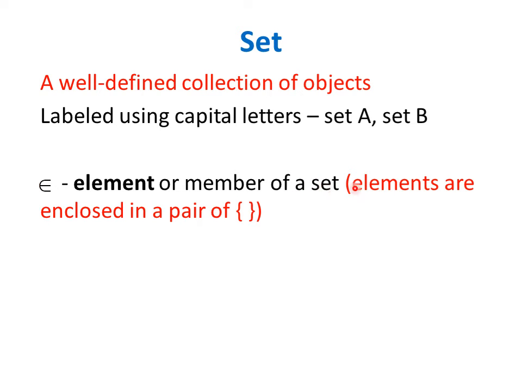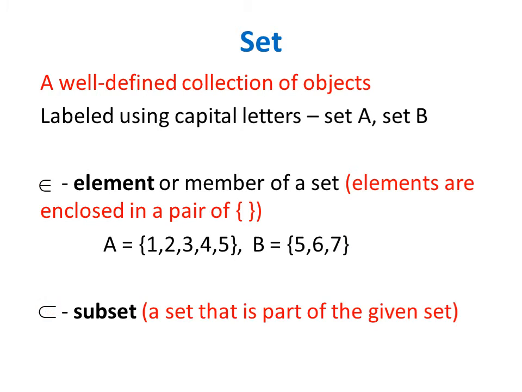Now we have to keep in mind that the elements of a set are enclosed in a pair of curly braces. So if you want to say that set A has the elements 1, 2, 3, 4, 5, we have to enclose this list of numbers in a pair of curly braces. Again, if we want to say that set B has the elements 5, 6, 7, we have to enclose the list of numbers in a pair of curly braces.